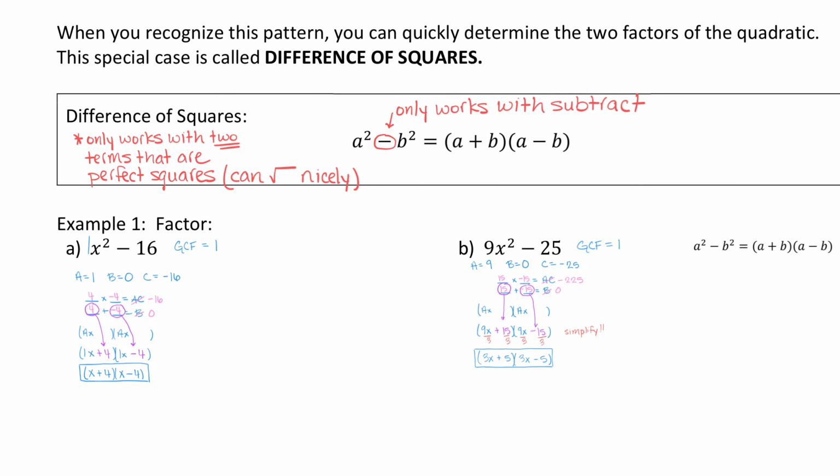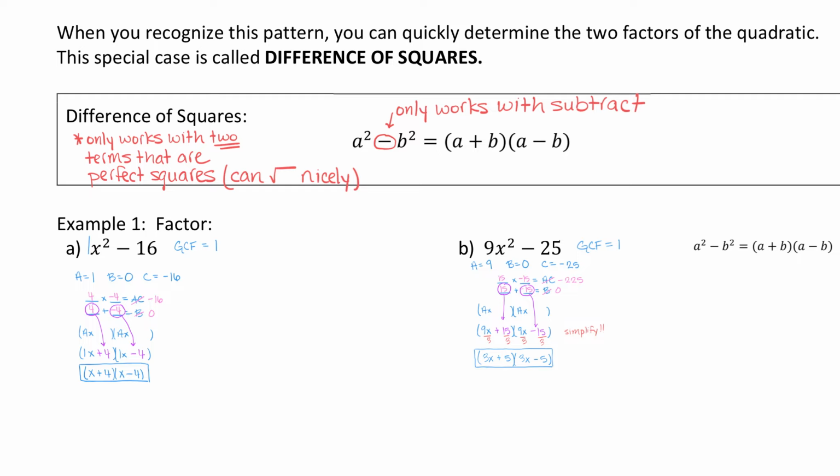It's really important that you know this only works with two terms. So this is one term, that's two terms. And those two terms have to be perfect squares. Perfect squares means that you can square root them nicely, meaning when you type the square root into the calculator, it doesn't give you a decimal. And the other thing is that it only works with subtraction. If there's a plus between those two terms, it will not work. That's why it's called difference of squares. Difference meaning subtract, squares meaning they're perfect squares. You can square root them nicely.